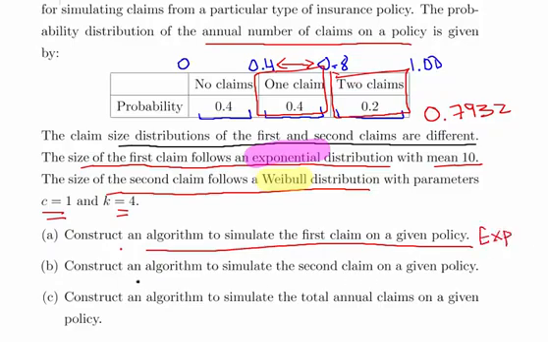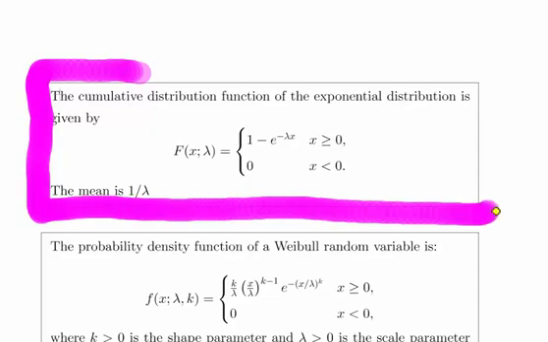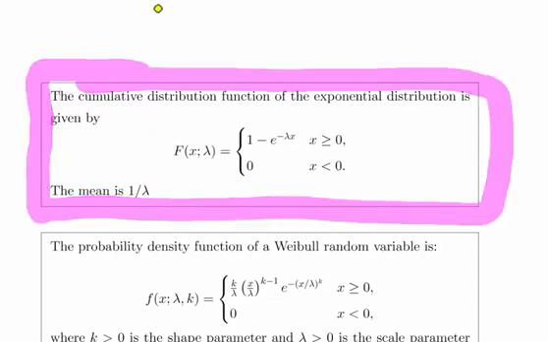Construct an algorithm to simulate the second claim on a given policy, which is Weibull, and construct an algorithm to simulate the total annual claims on a given policy. So it's essentially coming up with the total sum. I've partly described part C already. Essentially, when we're simulating exponential and Weibull random variables using the uniform distribution, what we need is a cumulative distribution function.